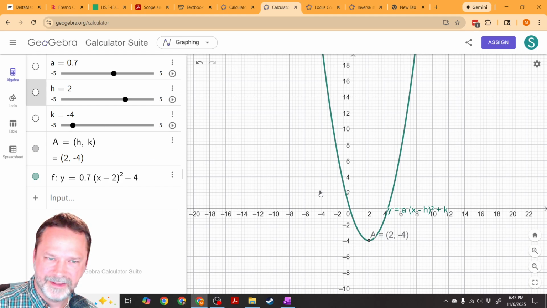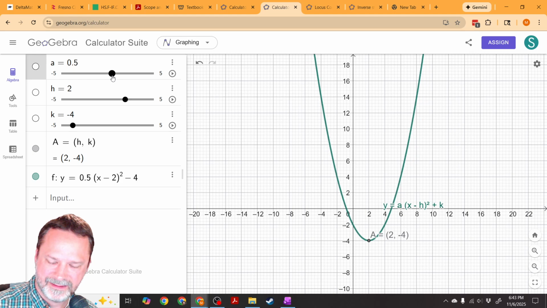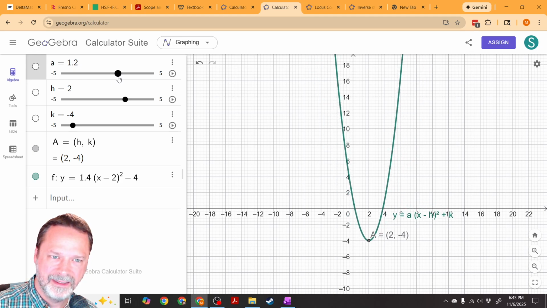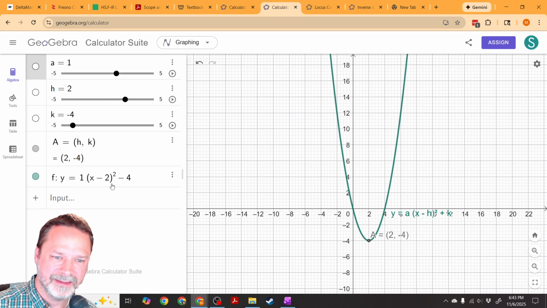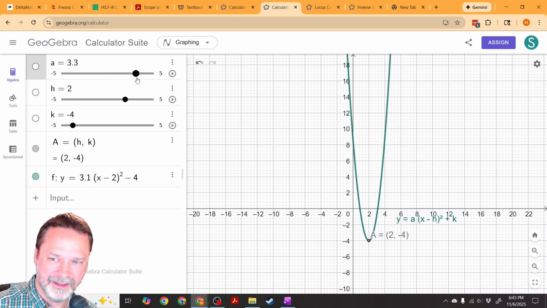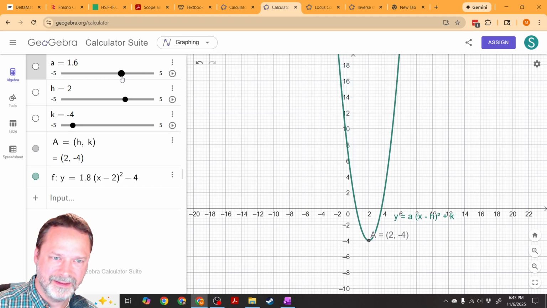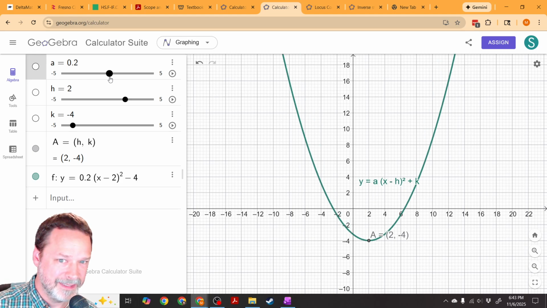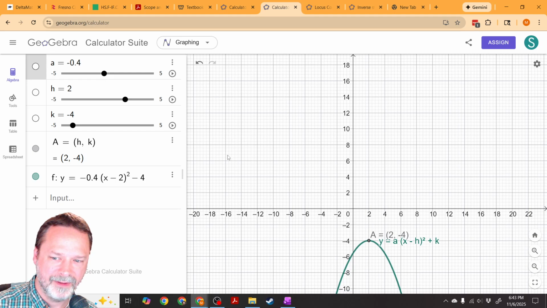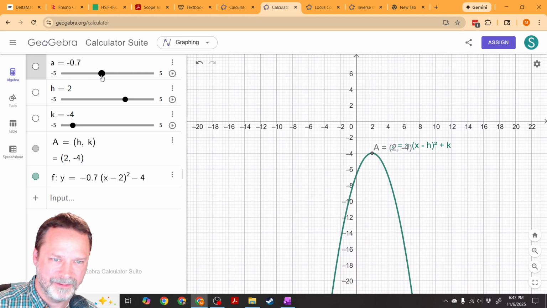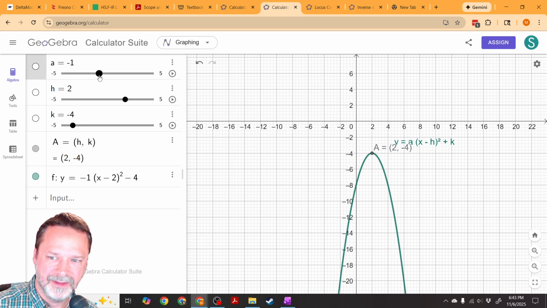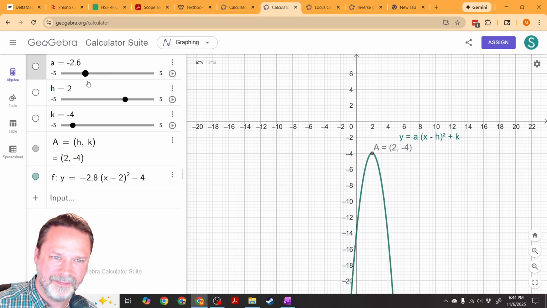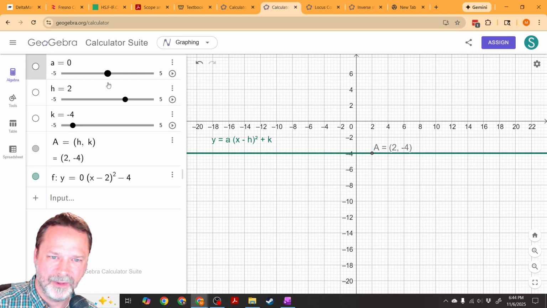There's our vertex. And the a, something you want to notice with the a, when it's 1, it's kind of like it's not there. That's just x minus 2 squared minus 4. When a is higher than 1, it gets skinnier. When it's less than 1, like this, it gets wider. If it goes negative, it's going to make our parabola open down. When a is negative, it opens down. If it's smaller than negative 1, it's skinnier. If it's greater than negative 1, it's wider.